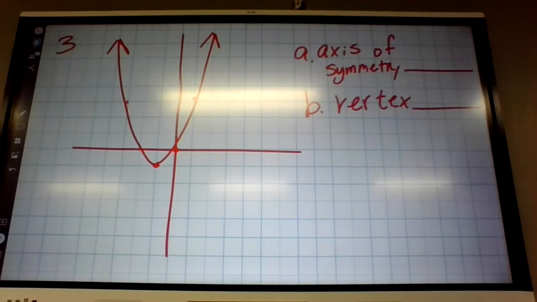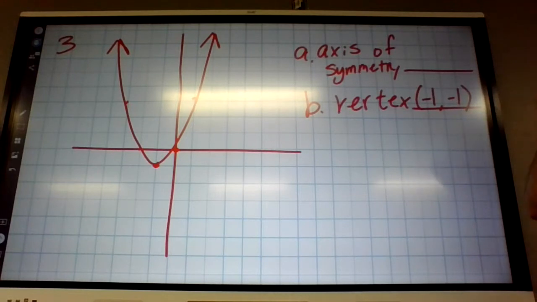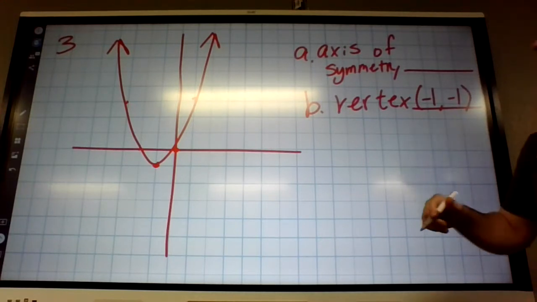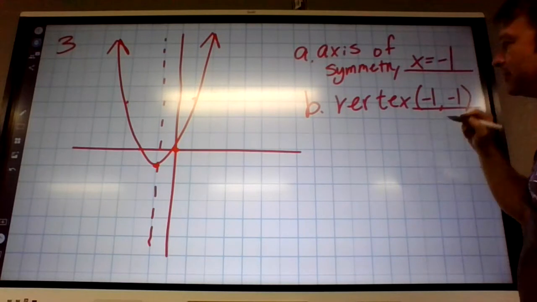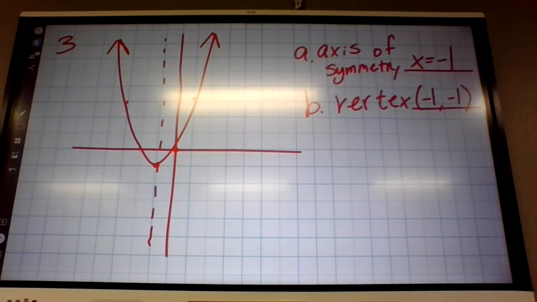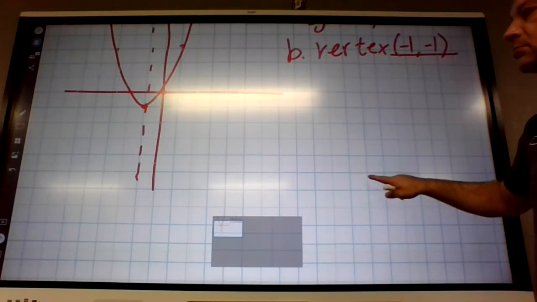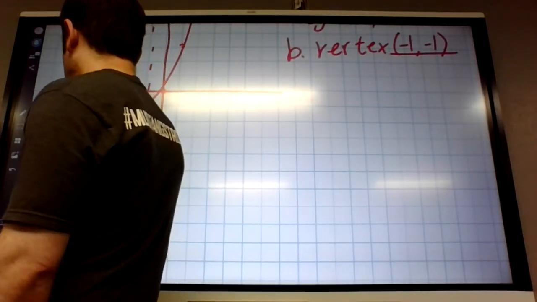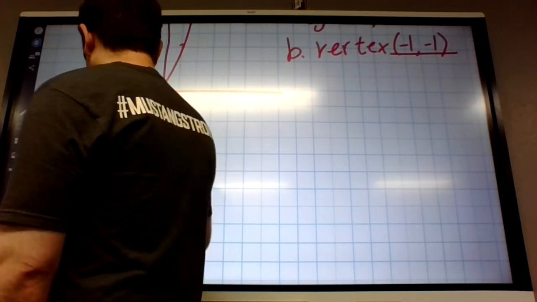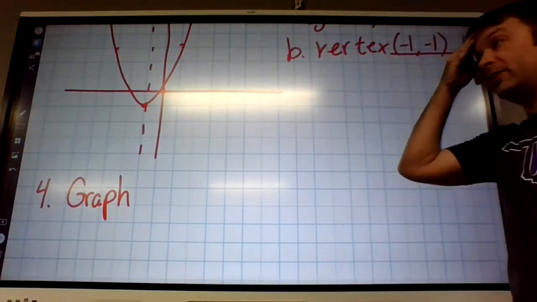All right, where's the vertex? Negative one. Why negative? What is the axis of symmetry? Negative 1. Vertical line right down the middle. It's x equals negative 1. Did you also just say 0, negative 1? Would it? No. Okay. 0, negative 1 is a point. The axis of symmetry is a line. So, yeah, to describe a vertical line, say x equals.